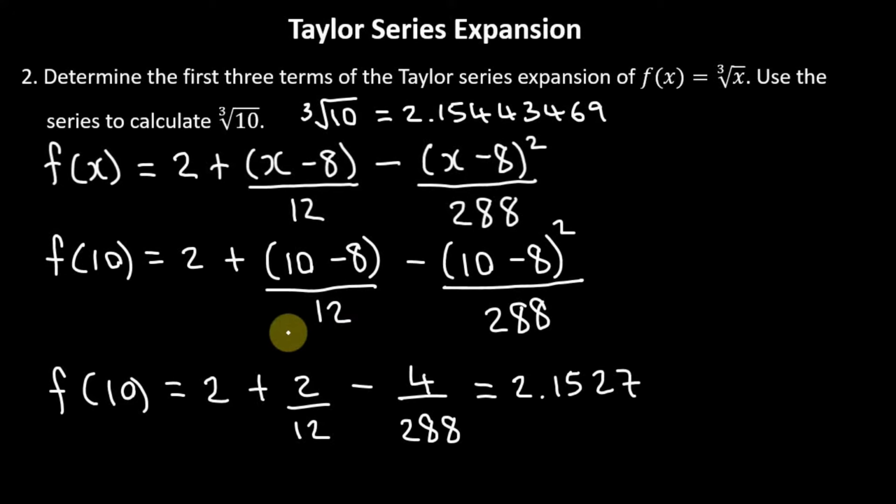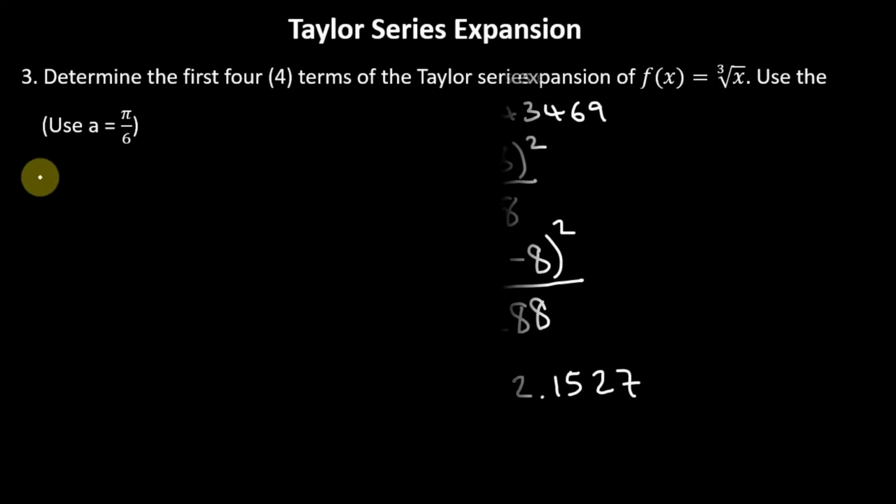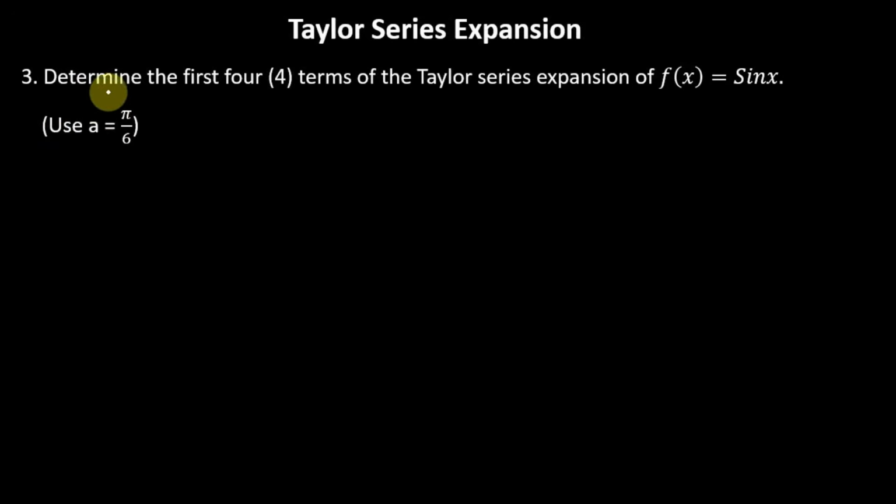Alright, now to look at our final example, guys, we're going to look at a trig function. Now we're looking at question 3. Determine the first four terms of the Taylor series expansion of f of x is equal to sine of x. And here they gave us the a value, which is pi over 6. And as always, guys, we always want to have our formula here to guide us throughout the entire process.